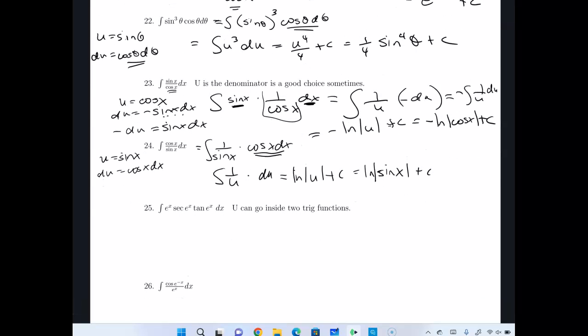Okay, so here I have e to the x's everywhere. Well, I do see that e to the x is inside of both of those trig functions. So we always want to let u equal an inside function. So when I take the derivative, I get another e to the x. So I'm going to write these two things beside each other at the end.